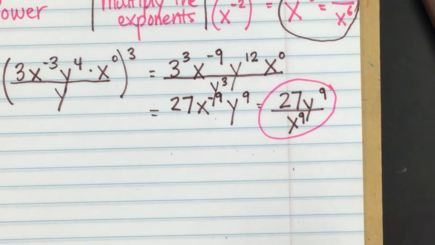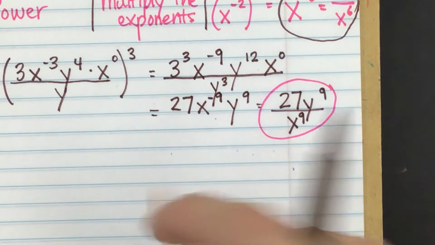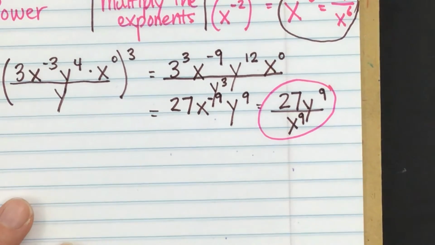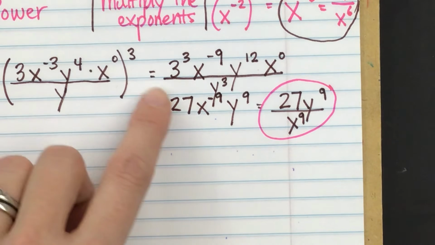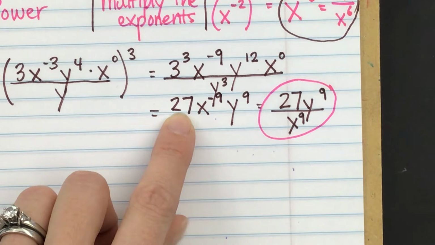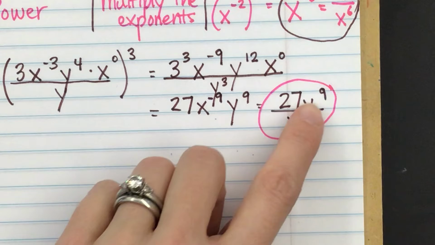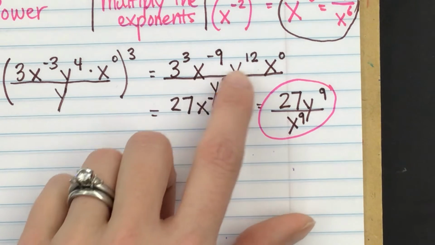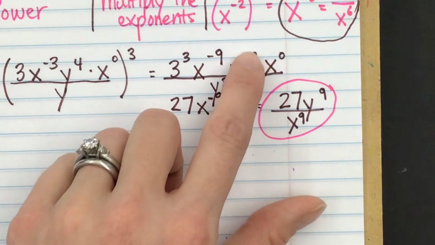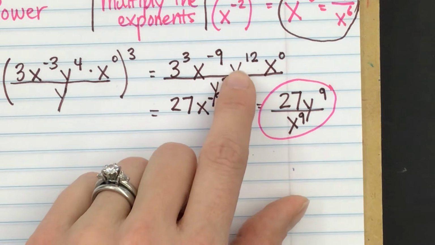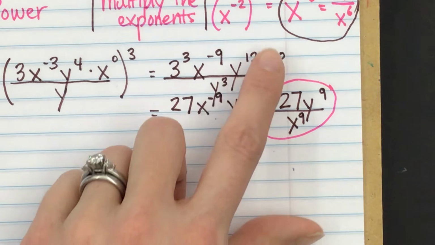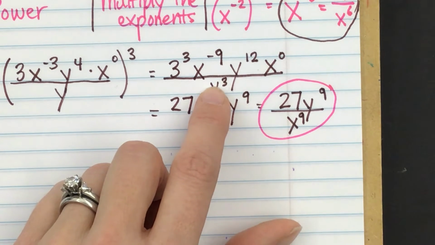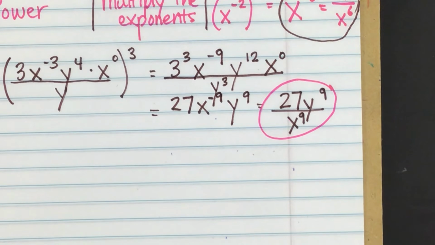So let's take a look now at, is there any questions about this stuff? Cal, how did I get 27y to the 9th? Because I subtracted my exponents here. So this is y to the 12, y to the 3. So when I subtract them, I get y to the 9th. You got it? Okay. Anyone else have questions?